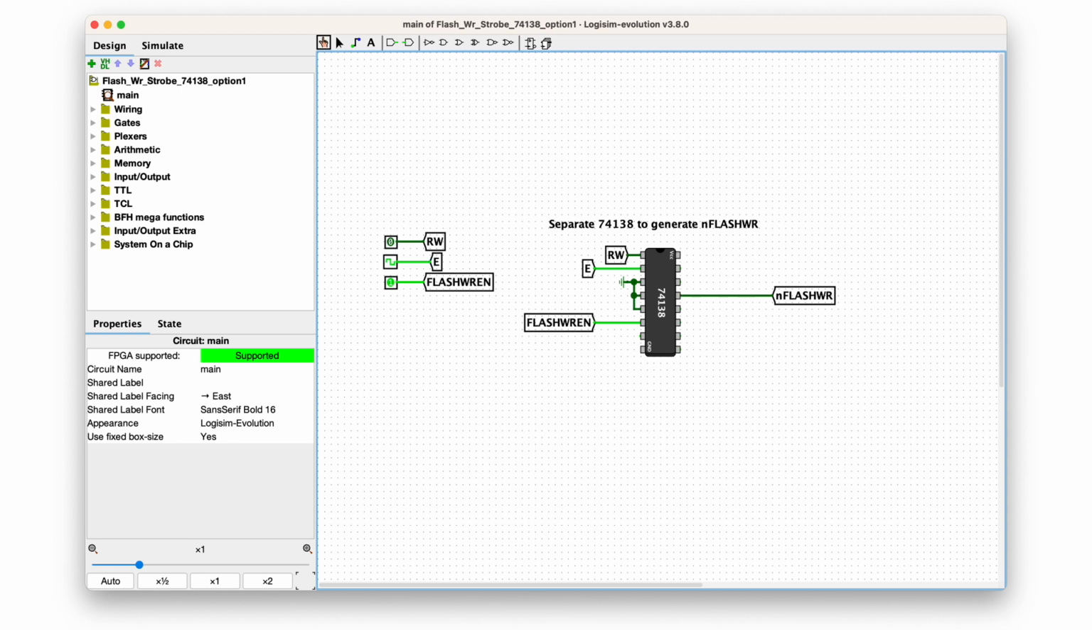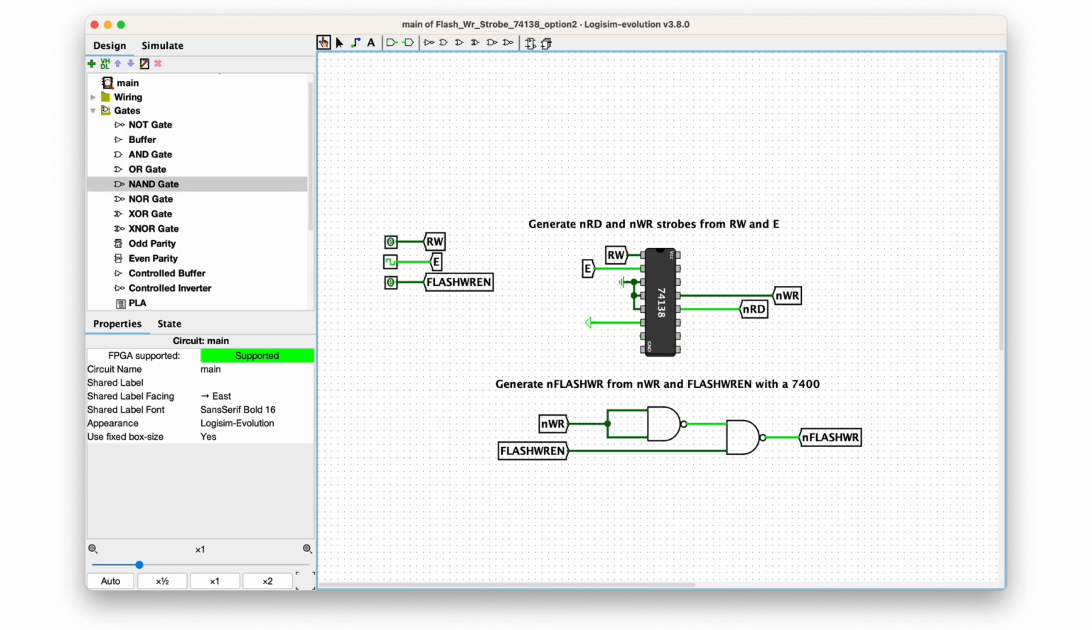Now the second option is to use a couple of NAND gates, one to invert the standard write strobe and the other to mix it in with the flash write enable signal to generate the flash write strobe. When the flash write enable signal is low, the flash write strobe is deasserted, but when the flash write enable signal is high, the flash write strobe will be asserted at roughly the same time as the standard write strobe.